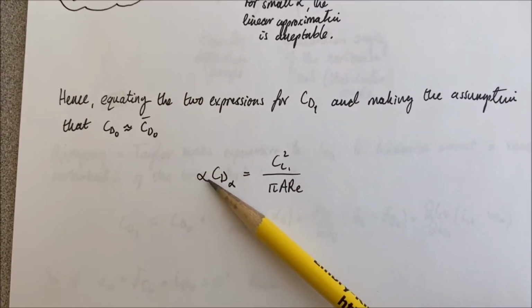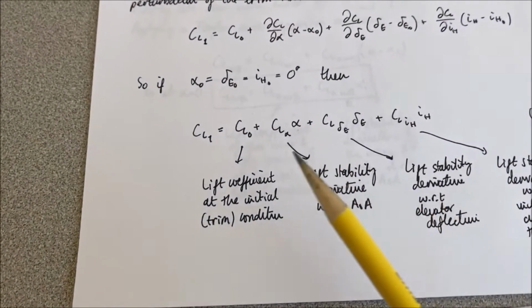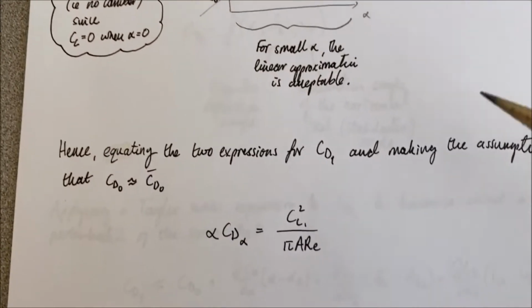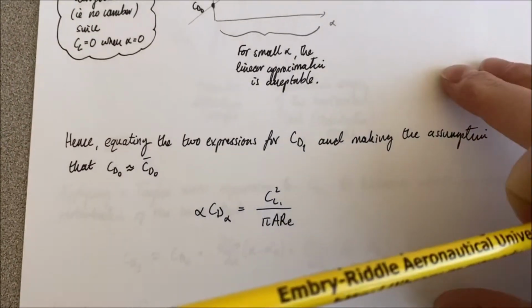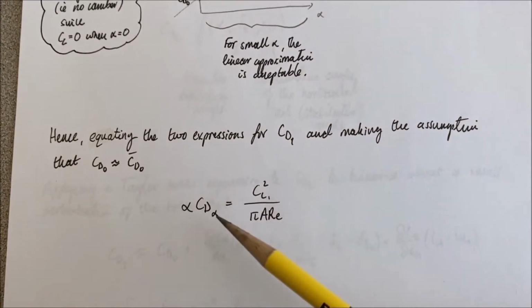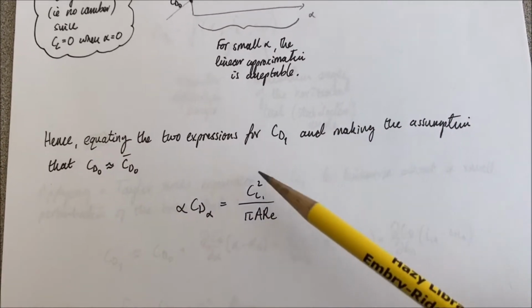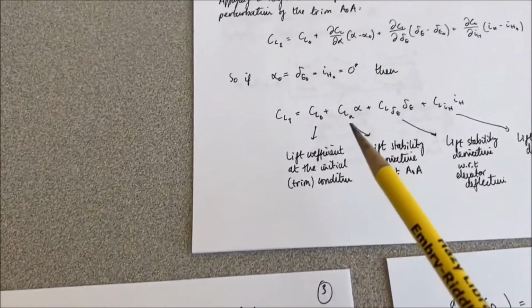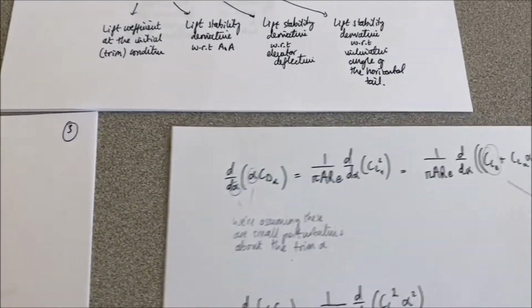And what we can do is use the expression that we've just derived for the lift coefficient, namely this one, to just tidy that equation up a little bit and reduce its dependence on alpha. So what we can do is take the derivative of both sides of this with respect to alpha, replace CL1 with the expression that we just found up here, and what we get is the following.